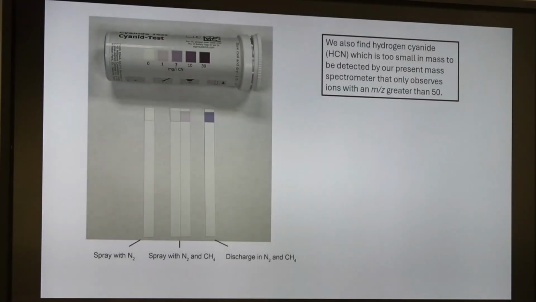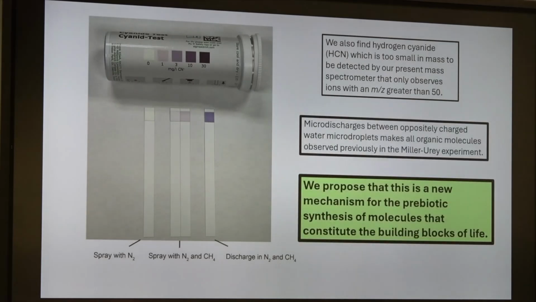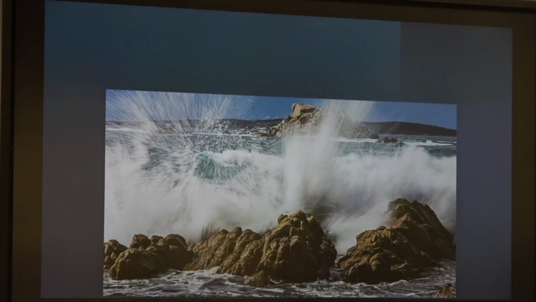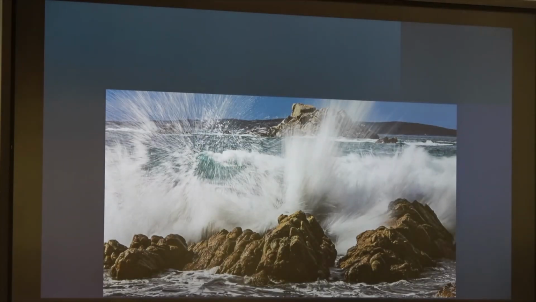And I want to show you proof about that. You can even make hydrogen cyanide this way from this, which he showed. And so we propose that this is a new mechanism for the prebiotic synthesis of molecules that constitute the building blocks of life. And why this is so interesting is that you get water sprays over Earth everywhere, particularly on rocks. Rocks have cracks and crevices. You get then wet dry cycles which can polymerize things. And so this can really lead to the beginning of how you can start to make things.